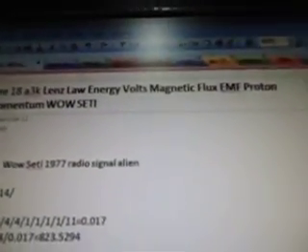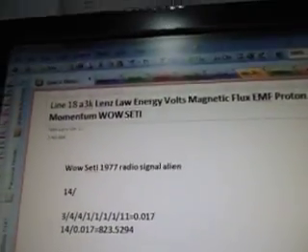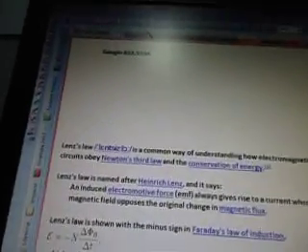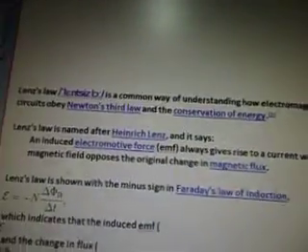Okay, so we're on line 18A3K. This is Lenz's law, energy, volts, magnetic flux, EMF, proton, momentum, Wow Seti, part 115. That's for the Wow Seti signal. And this is Lenz's law here. It's a common way of understanding how electromagnetic circuits obey Newton's third law and the conservation of energy.